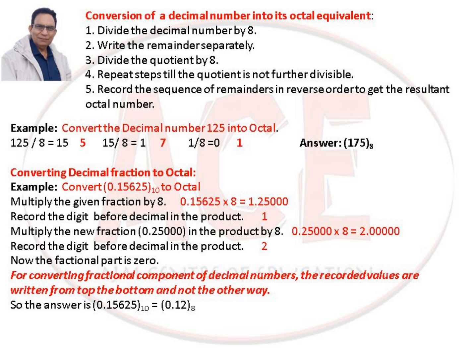Here is the example. Convert the decimal number 125 into octal. 125 is divided by 8. The quotient comes 15 and remainder 5. The quotient 15 is divided by 8. The quotient comes 1 and remainder 7. The quotient 1 cannot be divided further, so it is taken as a remainder. So the octal equivalent of this decimal number is 175 base 8.